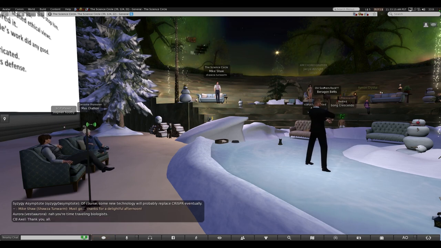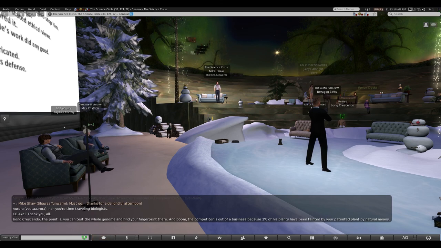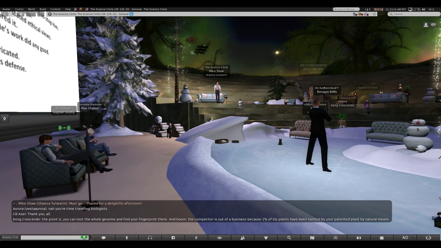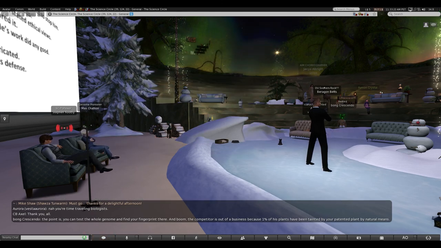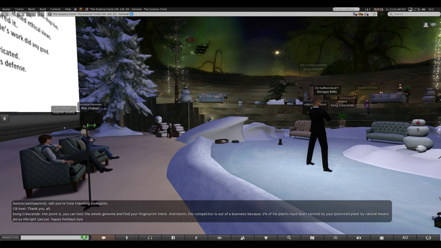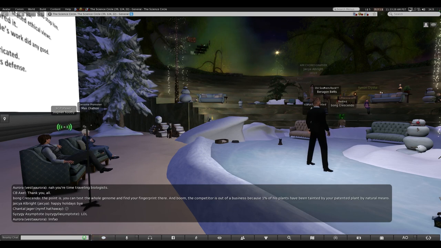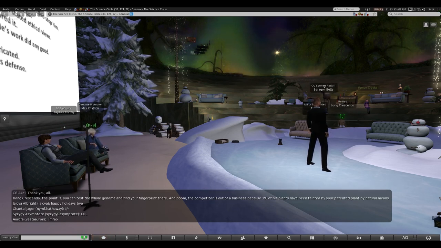Time traveling biologist, absolutely. Shh, quiet, don't admit it. Yes, I'm really a transgender Mendel. Yeah, well, in OpenSim, you are, right? That's true. I do have a Mendel avatar.